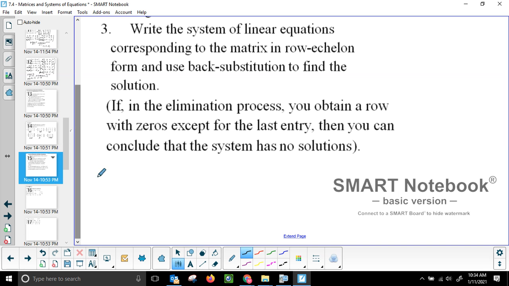Do be mindful here, if in the elimination process you obtain a row with zeros except for the last entry, then you can conclude that the system has no solutions. If we get one of those contradictions, like 0 equals 3 or 0 equals -5, that's how we get no solutions. And we looked at no solution and infinite solution problems last Wednesday.